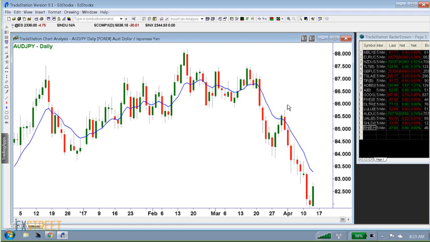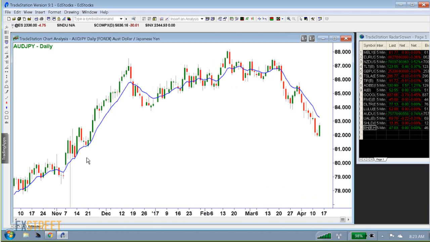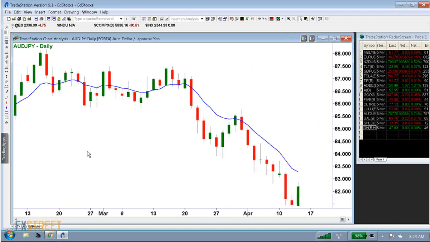So part of me says it'll never get to the 20. It hasn't even touched the 10. And I remember back here where the 10 was money for a while. So I wonder if I should take a shot at the 10, just because it's been so long since it's been there.